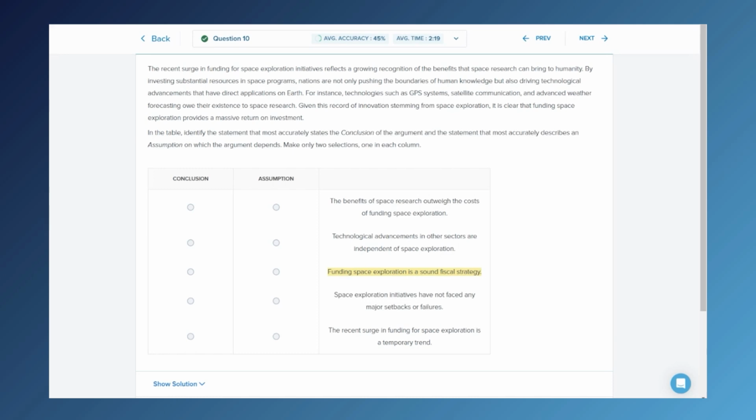Now that we've narrowed it down to this one and this one, I think it's easier to see which is the assumption and which is the conclusion. If this option is an assumption the argument relies on and it's found to be untrue, the benefits of space research don't outweigh the costs, then C as a conclusion wouldn't work because spending more than something is worth is not a sound fiscal strategy. So I would put C as the conclusion and A as the assumption.